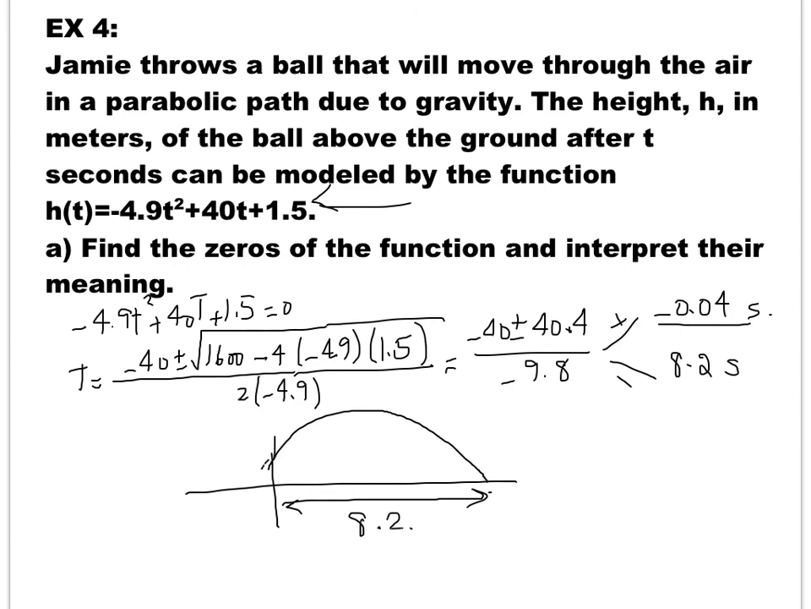Now, if we continue the parabola to the left of the y-axis, which is negative 0.04 seconds, this means that if the ball was thrown in the air 0.04 seconds in the past, it will follow this path to hit down here. So this is what the negative 0.04 means in the context of the problem.